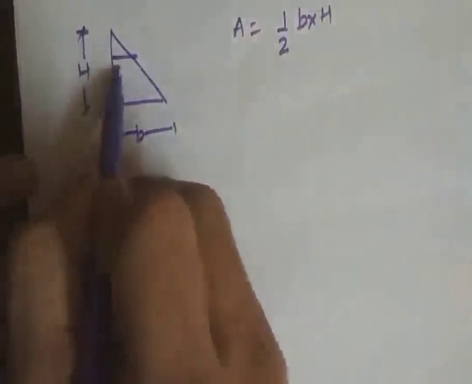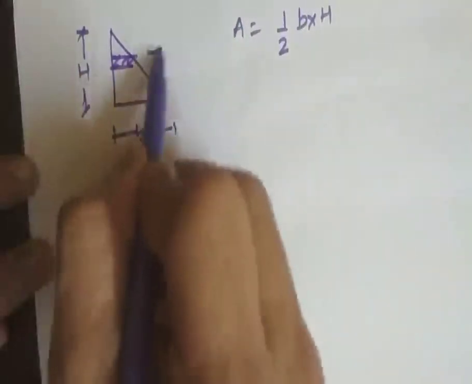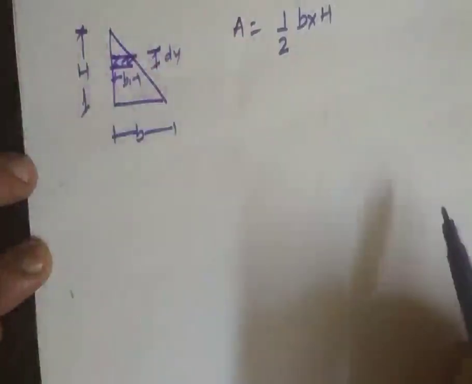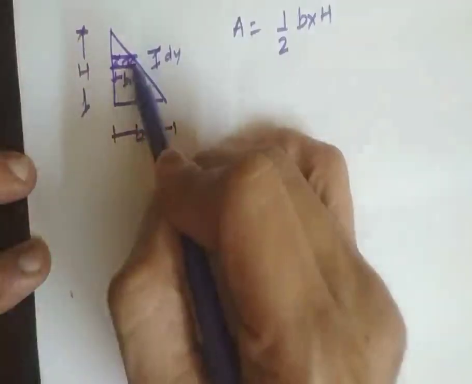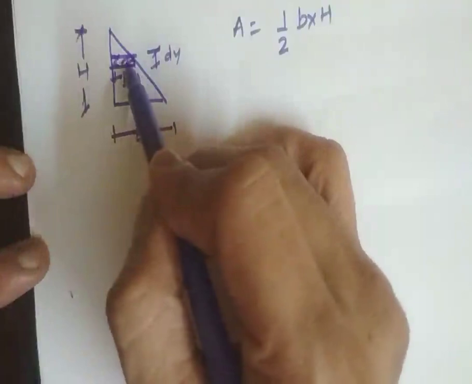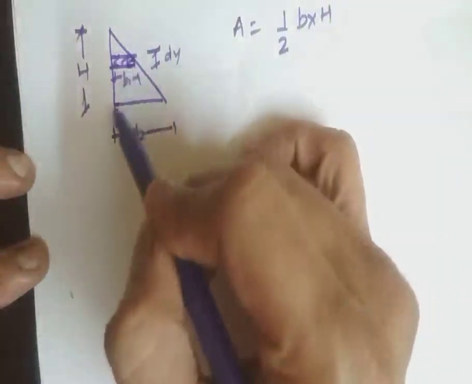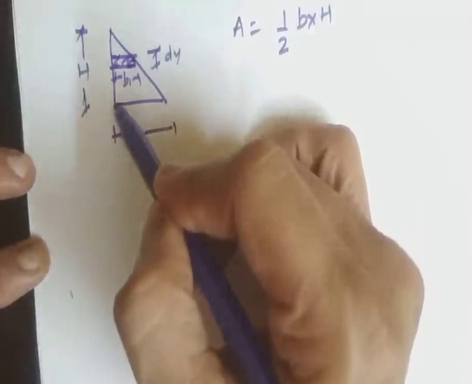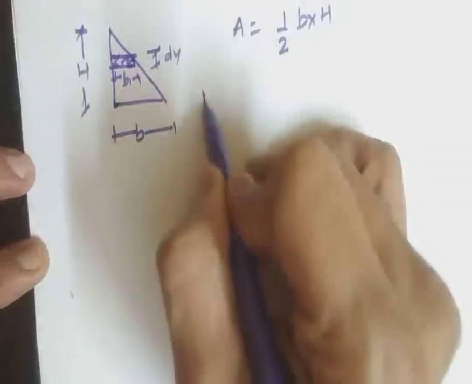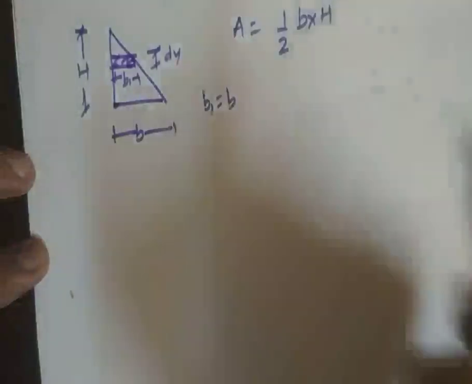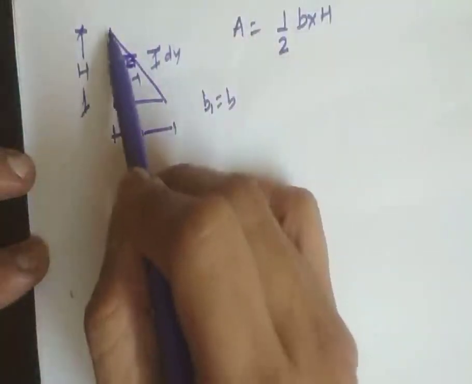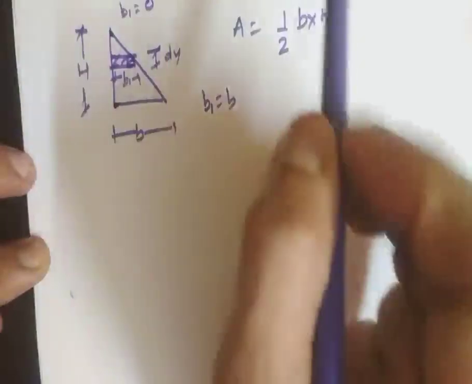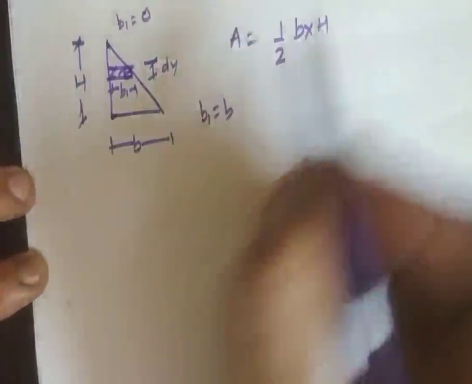If we consider a thin strip along the horizontal section, it will be of thickness dy and base width b1. This elemental strip has a varying base along the vertical height, which means when it is placed on the x-axis, b1 will be equal to b. When it is placed at the tip of this section, b1 will be approximately equal to 0. That is, it will approximately coincide here.